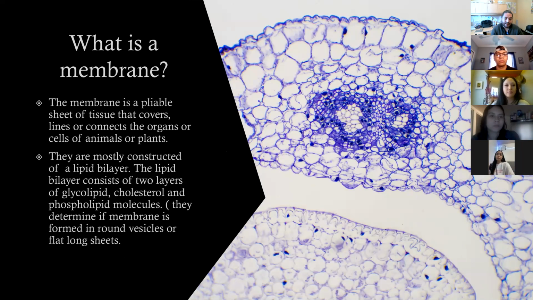So the cell membrane is a thin semi-permeable membrane that surrounds the cytoplasm of a cell. All living cells contain a cell membrane, and the semi-permeable structure is what surrounds the cell, and it allows certain substances to pass through or not to pass through. And that's some of the things that we'll be explaining later in its function. This is just an overview of what a membrane is.